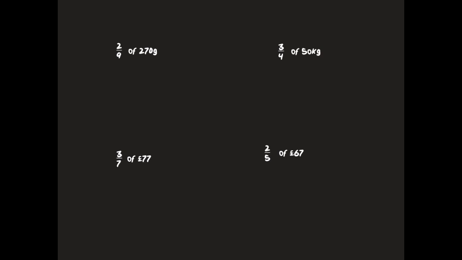So for the first one here, I've got 270 grams and we're finding 2/9. So we'll take our 270 grams and divide by the bottom, divided by 9. 27 divides by 9 3 times. So 270 divided by 9 would be 30. Now I'm going to times by the top. So 30 times 2 is equal to 60. And don't forget units, so it's 60 grams.